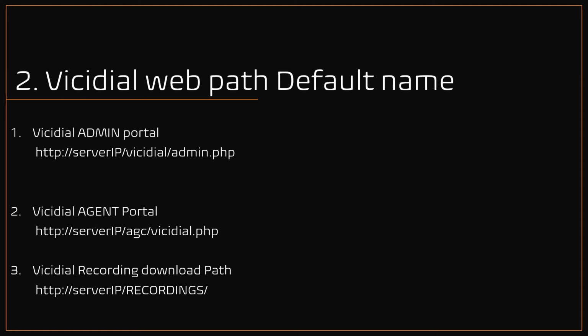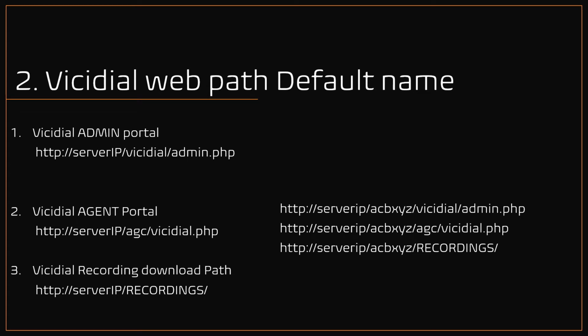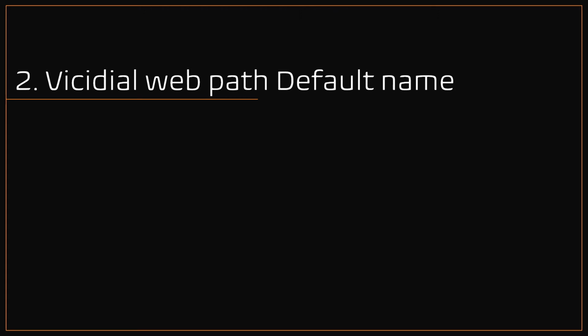For best practice, these default paths should be changed to a specific name, so that only the users who know the path can access the vcdial login portal. Example, http://server/ip/abc/xyz/vcdial/admin.php. Here are the steps to change the default folder path. If you are using vcbox, the web root directory is /srv/www/htdocs/. Navigate to the web root directory.